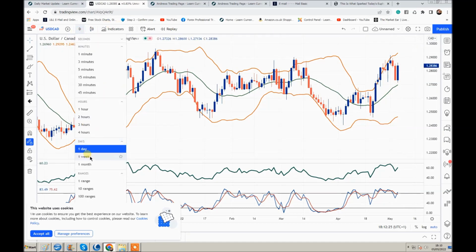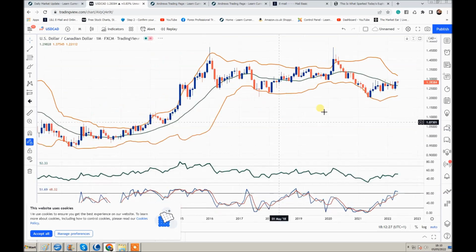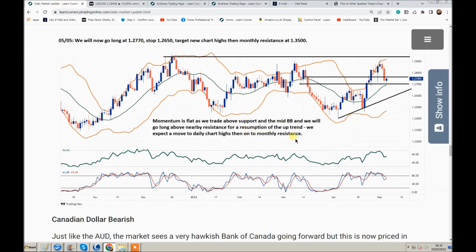I didn't show the monthly chart on the Aussie. I'll show the monthly chart on this one though. So you can see the USD working its way higher. You've got some tails in the way, but for us that is fair value. So hopefully, it's about 600 plus pips to the upside. So we'll see what happens with USD CAD.